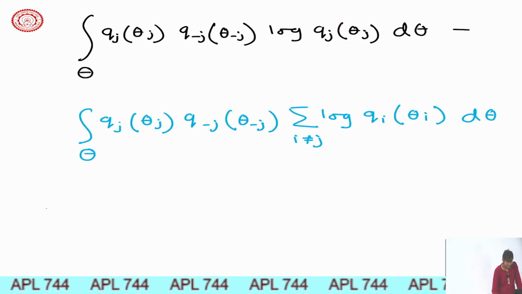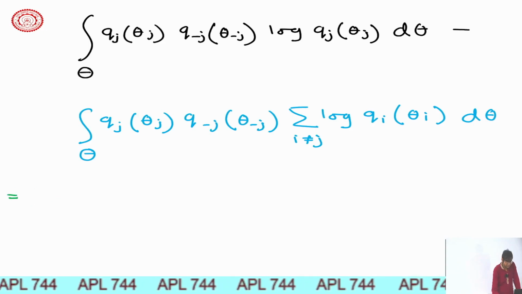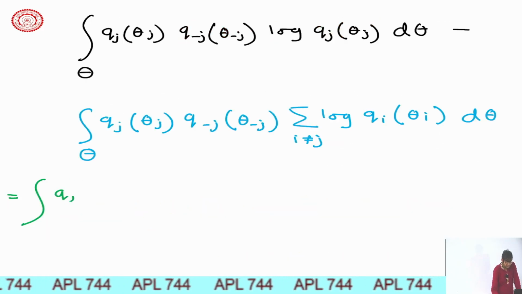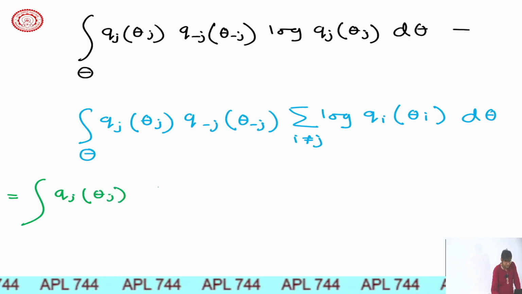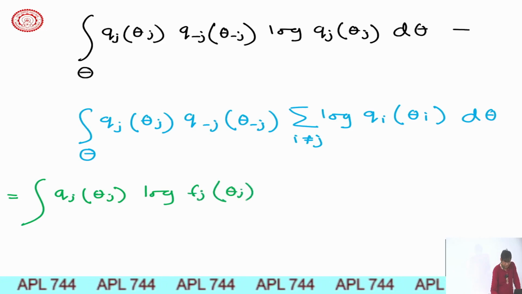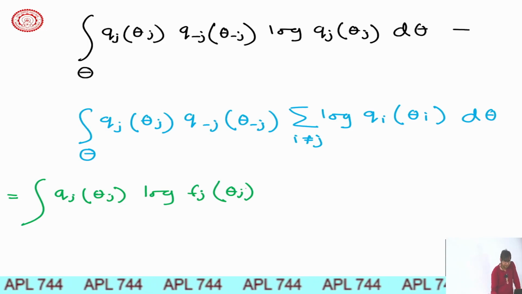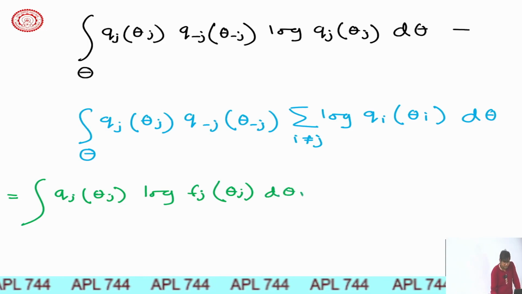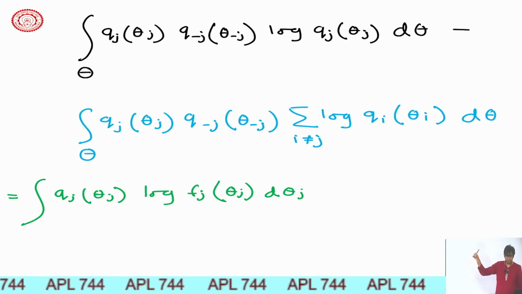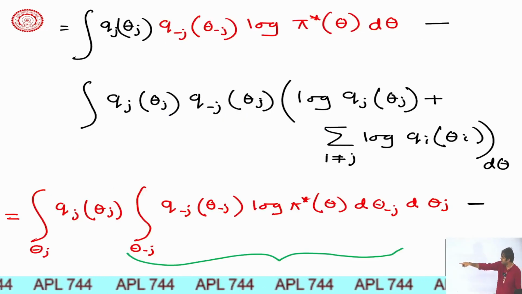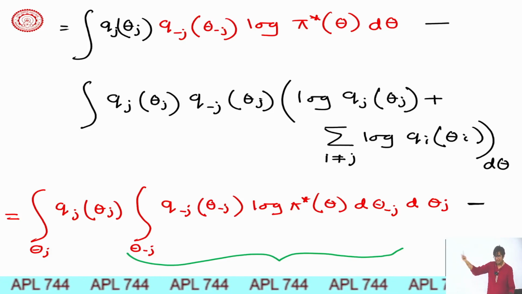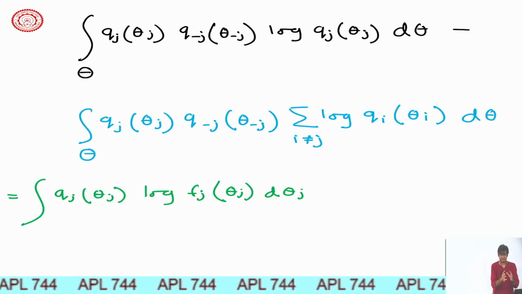So with that understanding, this is then equal to integration of qj theta j log of fj theta j, and this log function is basically that integration, d theta j, right? This is based on the understanding that this integration will only be a function of theta j. Let's assume that is log of f theta j. I am assuming that to compress it. Clear?